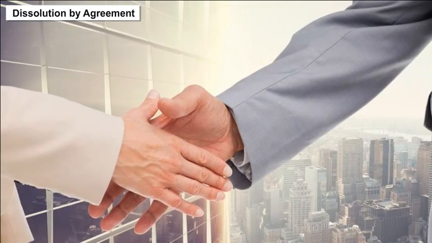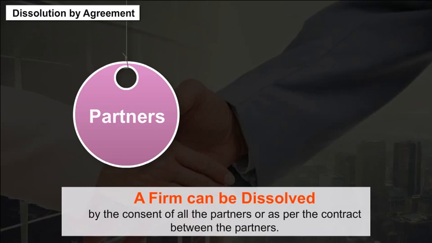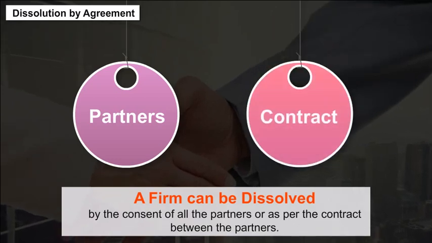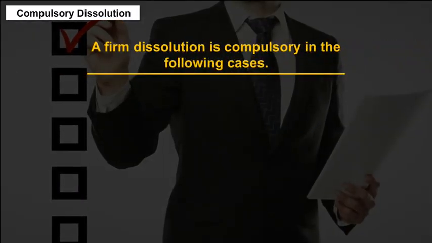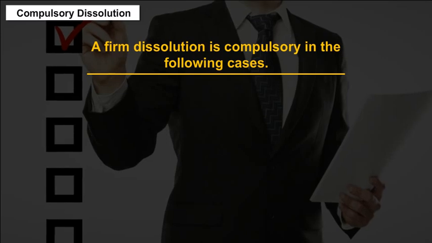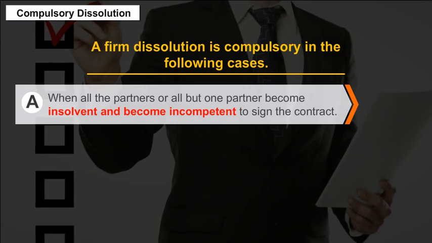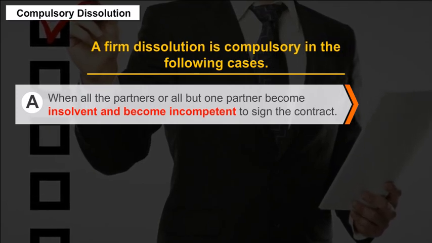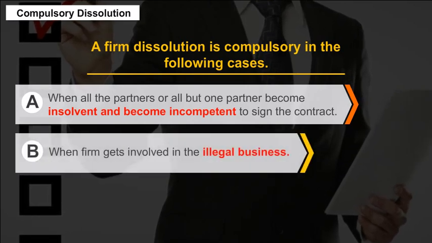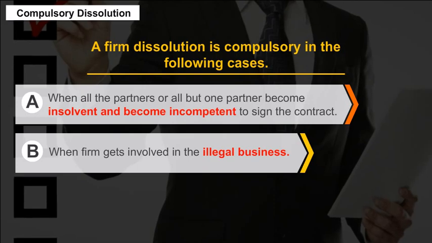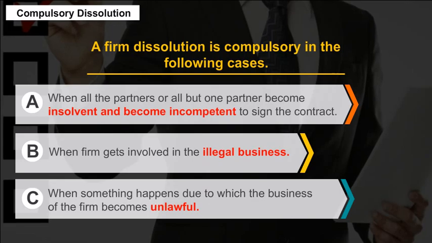Dissolution by agreement. A firm can be dissolved by the consent of all the partners or as per the contract between the partners. Compulsory dissolution. A firm dissolution is compulsory in the following cases. A. When all the partners or all but one partner become insolvent and become incompetent to sign the contract. B. When the firm gets involved in illegal business. C. When something happens due to which the business of the firm becomes unlawful.